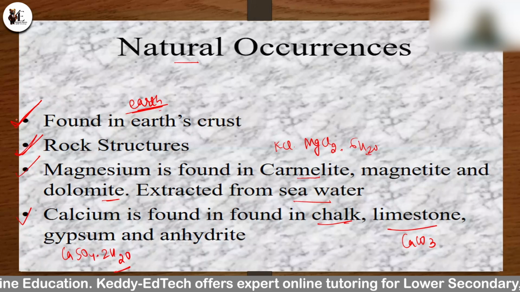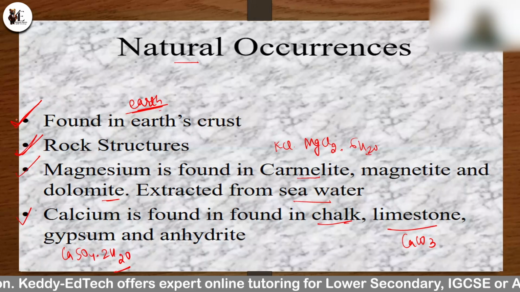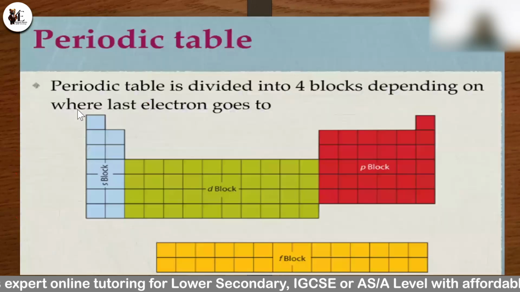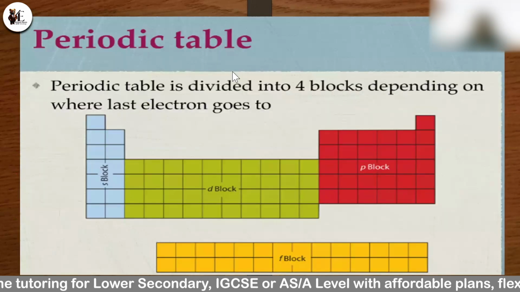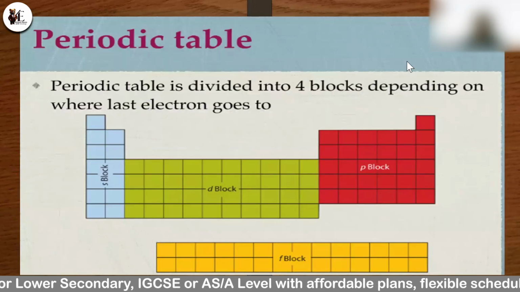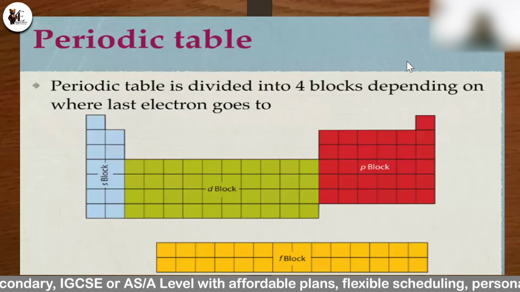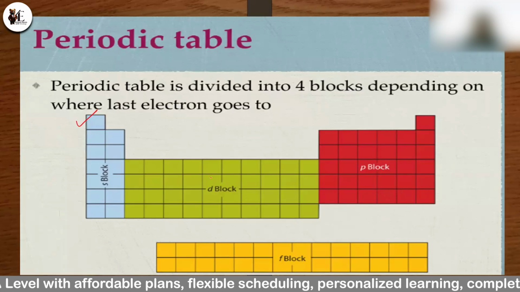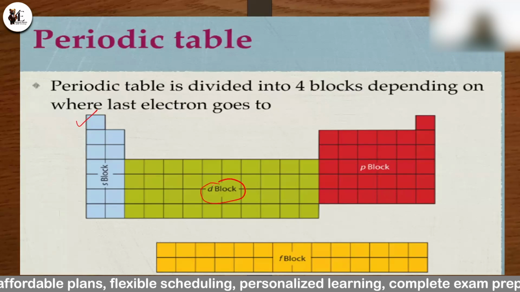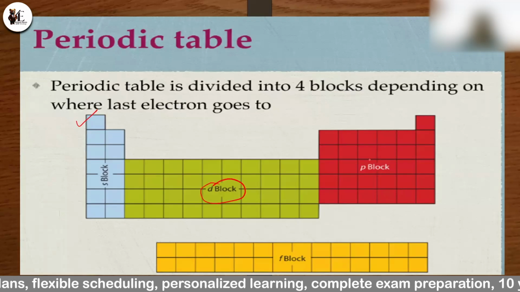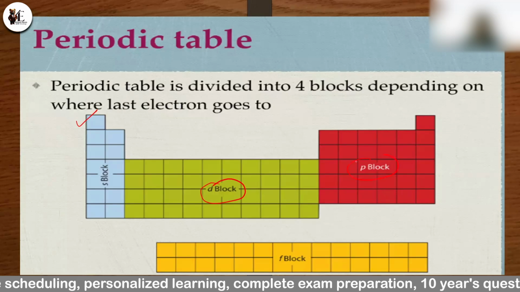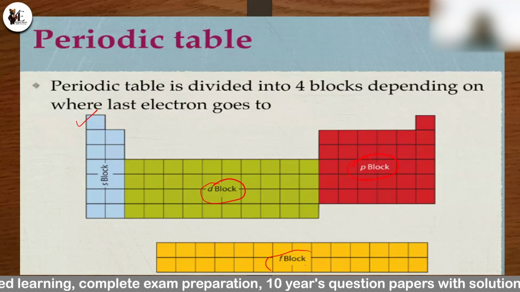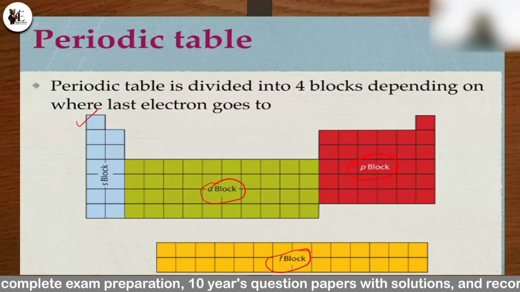Okay, so write down their natural occurrence. This is your periodic table. It is divided into 4 blocks depending on where the last electron goes. So this is your s block elements. These are my d block elements in the middle of the periodic table. On the right side of the periodic table we have p block elements, and at the last we have f block elements. So where are the alkaline earth metals present?